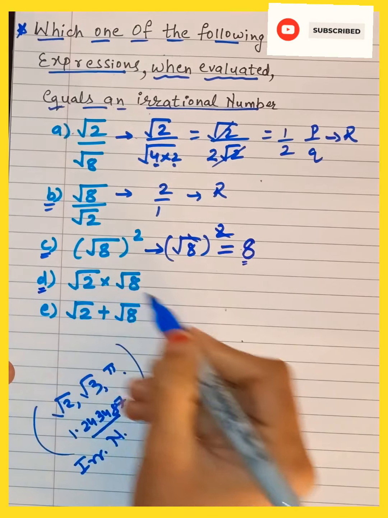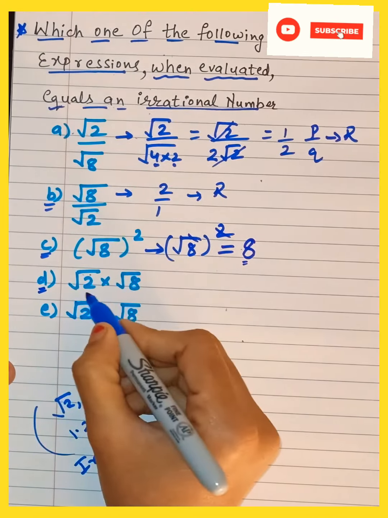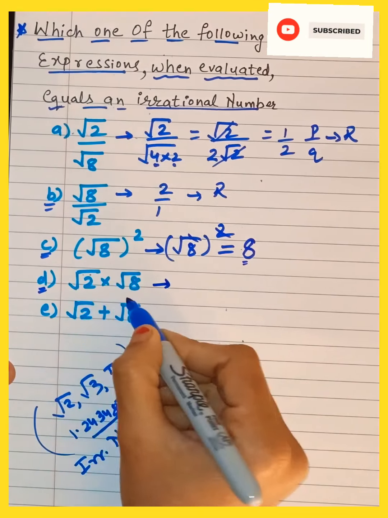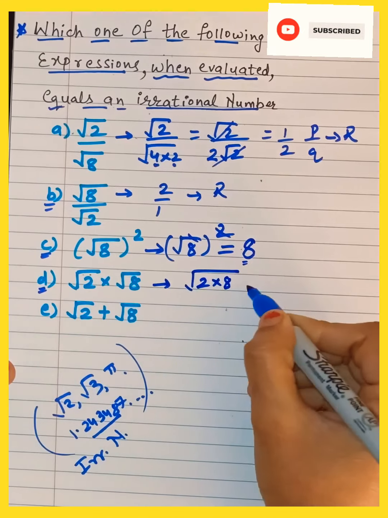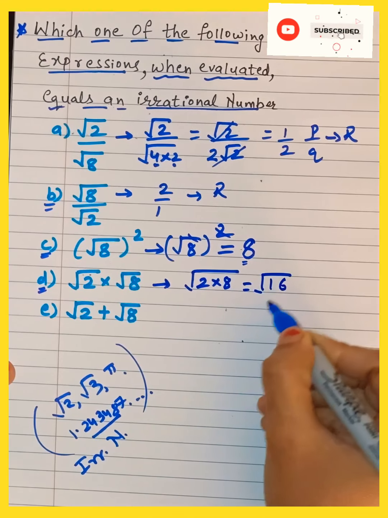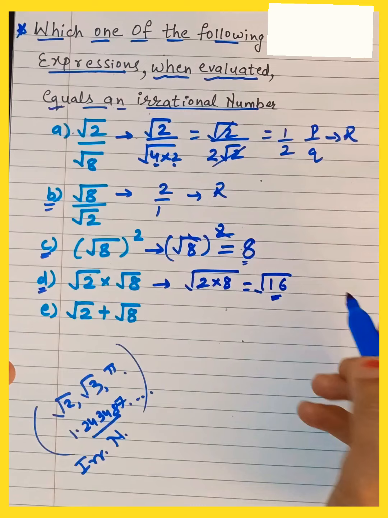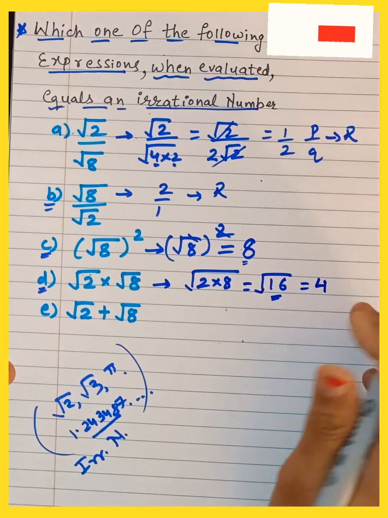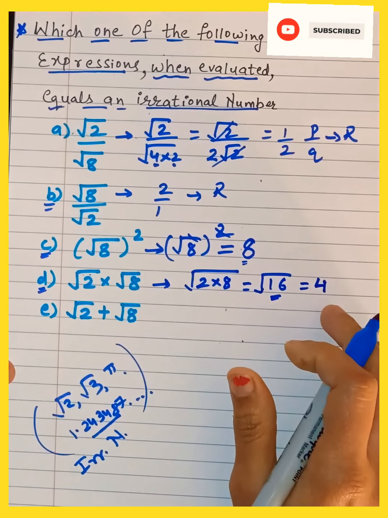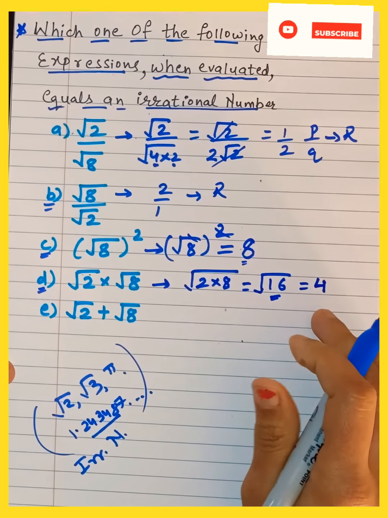Now we will see the next one. The next option is root 2 multiplied by root 8. If you multiply this, we will get root of 2 into 8. That will give us root 16, and 16 is a perfect square number. So you can take it outside the root and the answer will again be a perfect number, that is 4. So again this is not irrational.